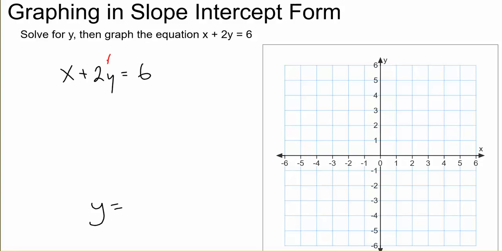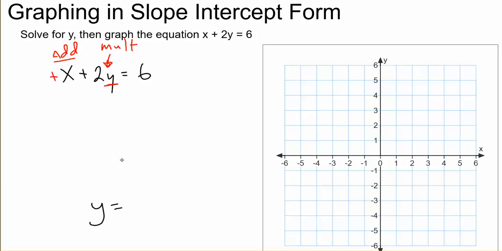So that means we need to get rid of all this other stuff. Well, I need to identify what's going on. From the perspective of the y, the 2 is being multiplied. That's multiplication. The x, from the perspective of the y, is being added. That's a positive x. We know it's a positive x because there's nothing out there. If it was negative, it would have a minus sign. So this is addition. The x is being added to the y.